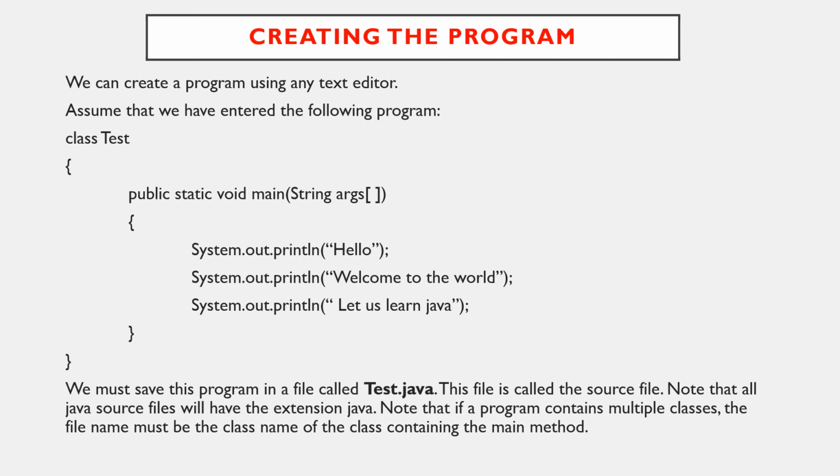Here we must save this program in a file called Test.java, because the Java file name should be the same as the class name. Here the class name is Test, so the file name is also Test.java. This file is called the source file. Note that all Java source files have the extension .java. If the program contains multiple classes, the file name must be the name of the class containing the main method.